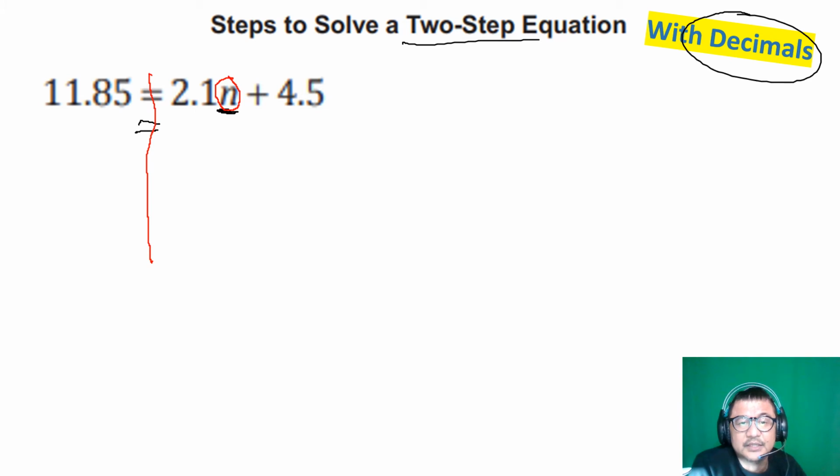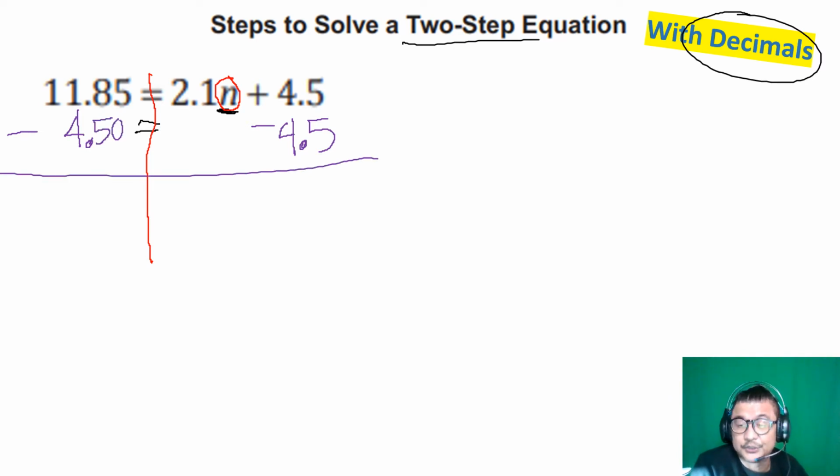What should I get rid of? The plus or the times? What do I undo first? The plus. I need to get rid of you 4.5. What you do on the right, you do on the left. Minus 4.5. You can put a 0 if you want. That cancels out. I showed it. Then I can cancel it. What remains is 2.1 n on the right side. On the left side, it's going to be 11.85 minus 4.5, or 4.50, is 7.35.